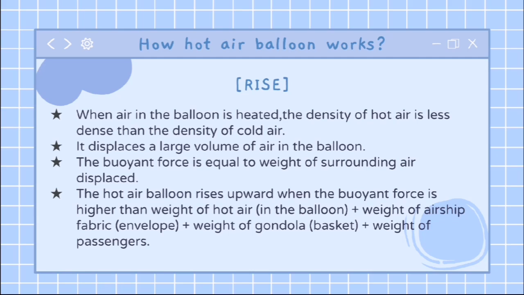Next is how a hot air balloon rises. When the air in the balloon is heated, the hot air is less dense than the cold air. It displaces a large volume of air. The buoyant force is equal to the weight of the surrounding air displaced. The hot air balloon is ready to go up. The hot air balloon will rise when the buoyant force is higher than the weight of hot air, plus the weight of airship fabric, plus the weight of gondola, and plus the weight of passengers.